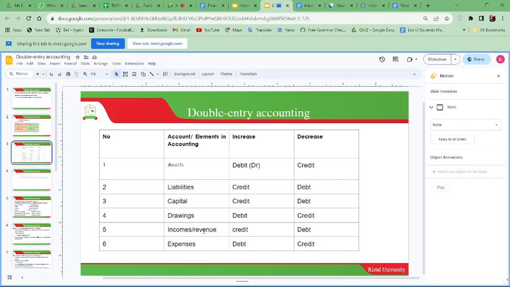So we look at incomes or revenue. We credit income or revenue when there is an increase, and we debit revenue when there is a decrease. So expenses. We debit expenses when there is an increase, and we credit expenses when there is a decrease. So that's about double entry accounting.